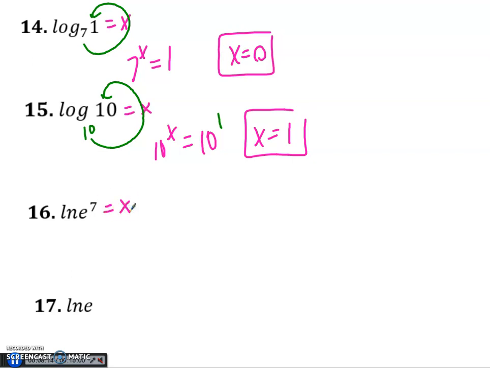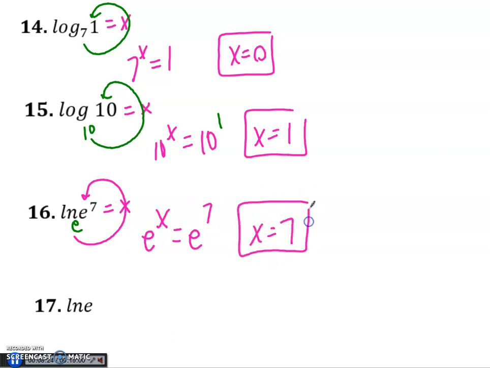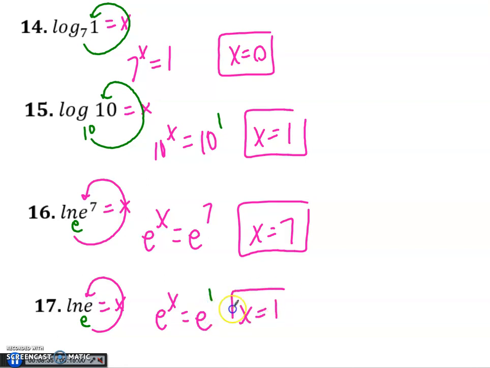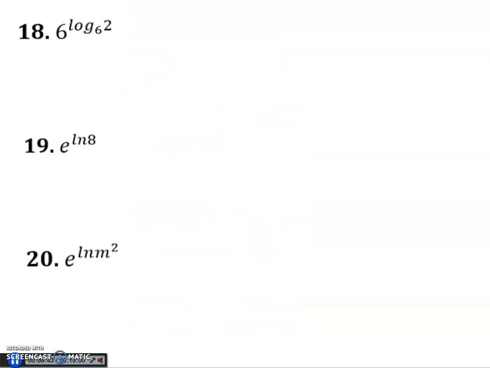Okay, set this equal to x. And so you're like, what's my base? What's my base? Oh, it's the little e that's not written. E to the x is equal to e to the 7. X is equal to 7. Set that equal to x also. Put that little e down here. So we go whoop, whoop. E to the x is equal to e. That would be e to the 1st. X equals 1. So you're going to start to notice, like, hey, if I just have a natural log and an e, then those are going to cancel out and give me a 1. That exponent would then be my answer.